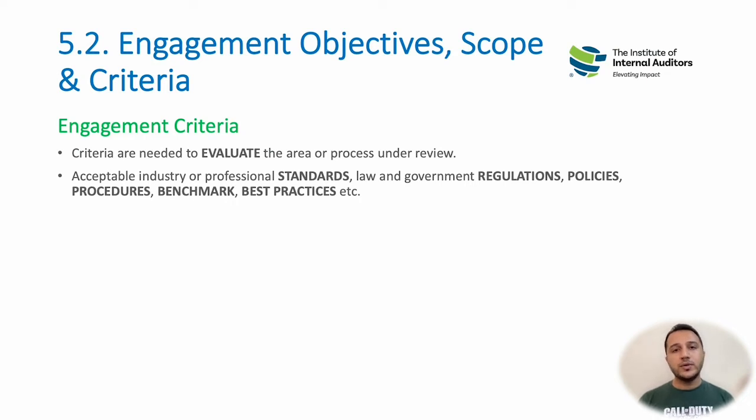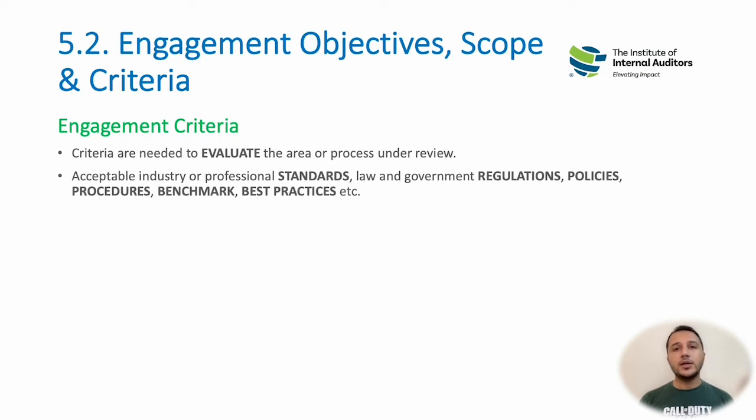A quick review. So first we did the preliminary review or carried out a survey to understand the process. Then we carried out a risk assessment. Then we determined the audit engagement objectives. Then we concluded the scope, and then we will establish the criteria.